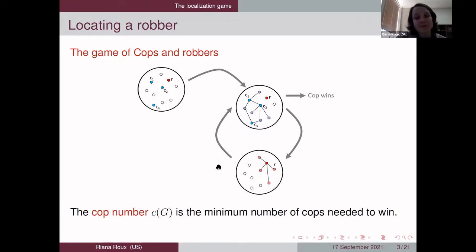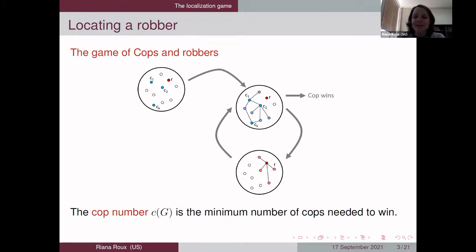And then this game continues, it's a turn-based game. So then the cops get a chance to run after the robber again. The robber gets to run away if the cops don't catch him. And this game continues like this until either the cop wins, or if the robber manages to evade the cop forever, then the robber wins. And what we're interested in in this game is the cop number, which would be the minimum number of cops that's needed to win.